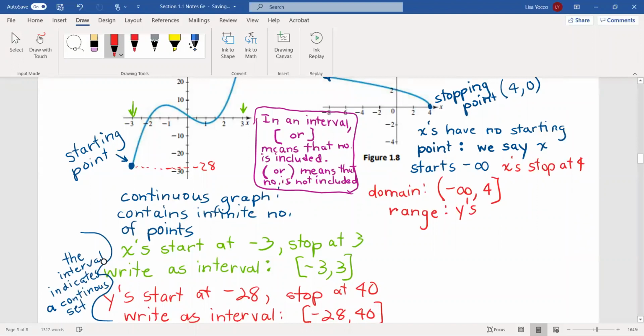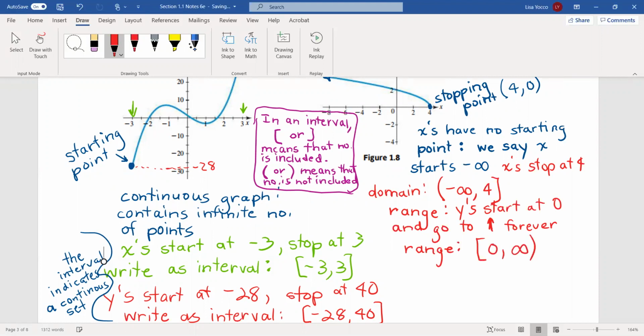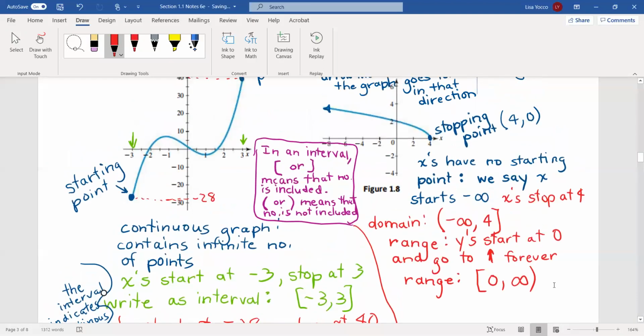The y's start at 0 and go up forever, if that makes sense. So for the range, we're going to say starting at 0, going forever up. Okay. A little confusing maybe.